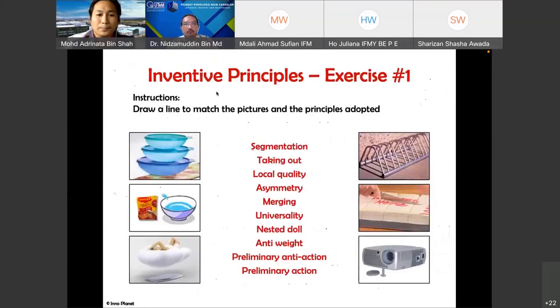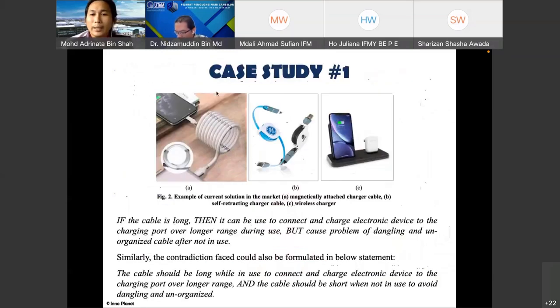As an example, this is an exercise, our case study. If the cable is long, we write the engineering contradiction using the sentence form if, then, but. If the cable is long, then it can be used to connect and charge electronics over a longer range, but it causes the problem of dangling and being unorganized. We can have as many engineering contradictions as we like.